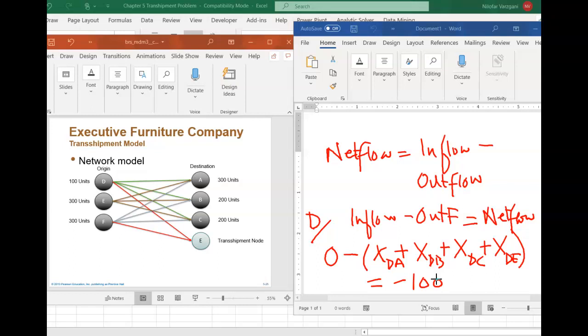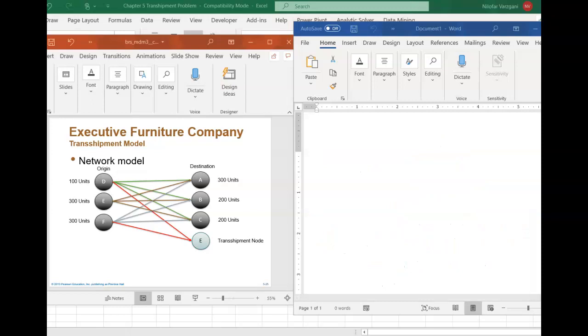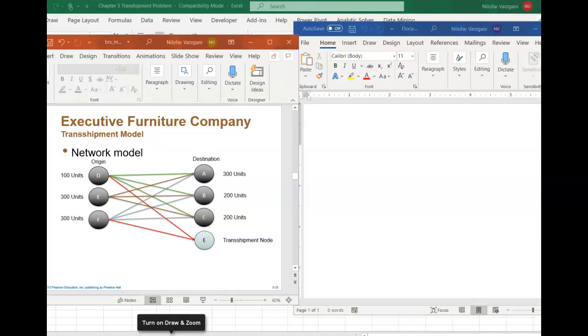for node D. Now let's write down the constraint equation for node E, and again write down the network flow balance equations for the next node, which is node E.